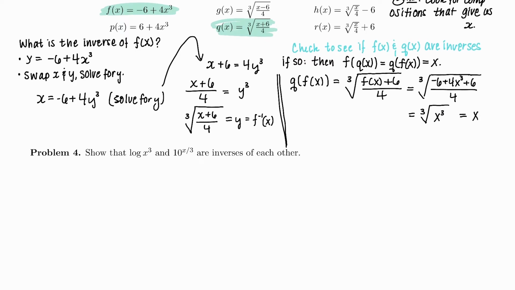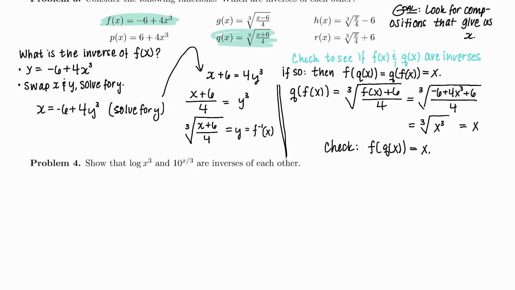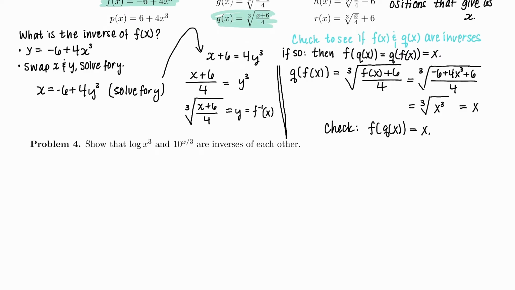And you can check that f of q of x is also equal to x. I don't think that's really necessary for me to do here. But for example, on an exam, if I ask you to check whether two functions are inverses of each other, you do need to check that when I compose them in both orders that I get x. Which brings me to problem 4.